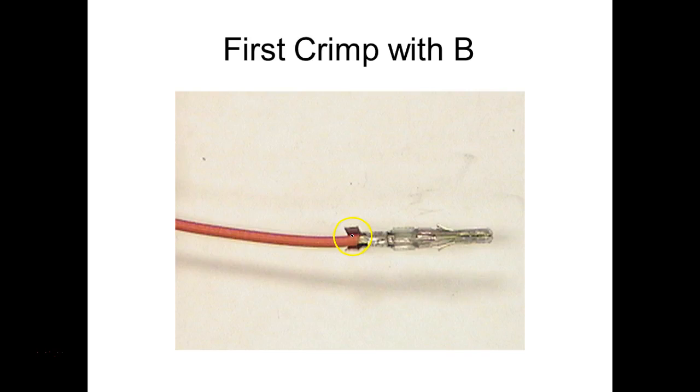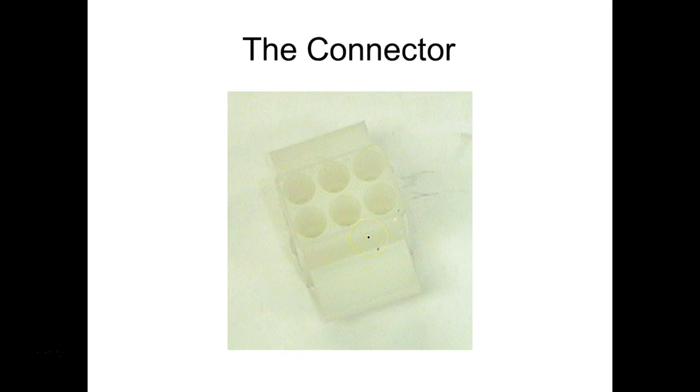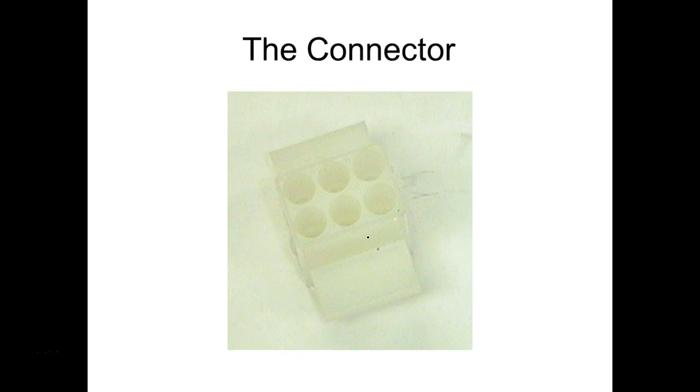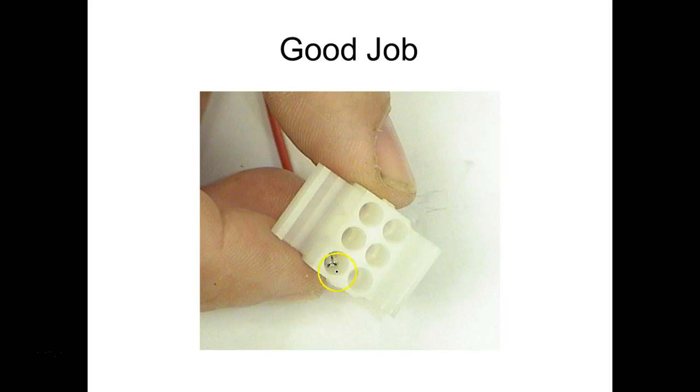Then we're going to come out and use the other one, the B, and you can actually see the blades here really, really well. This is designed so that when you crimp it down, these guys are going to literally come up here and fold over. And we're going to crimp that down using the A. Then we're going to take our Molex connector and insert it in. It's going to snap in, and this is what it looks like. And this would be a male connector.